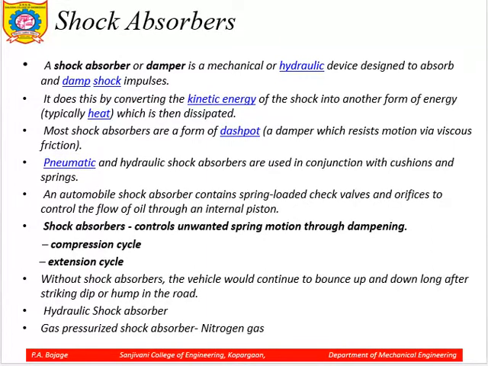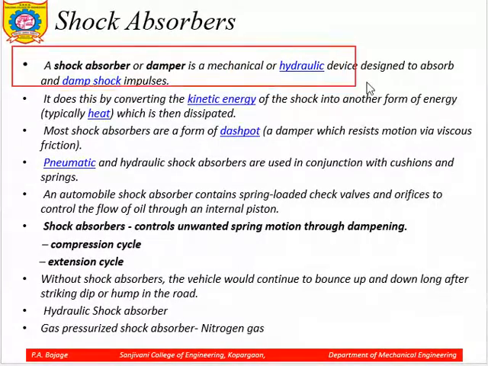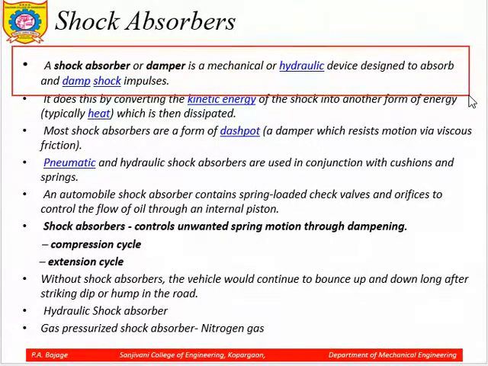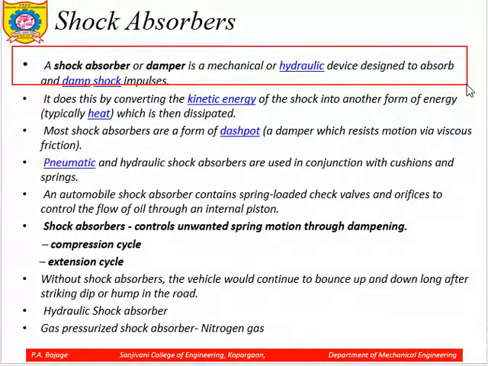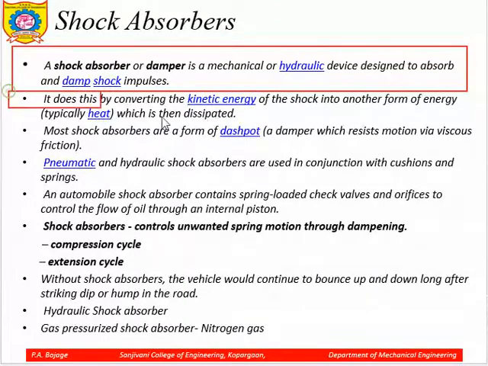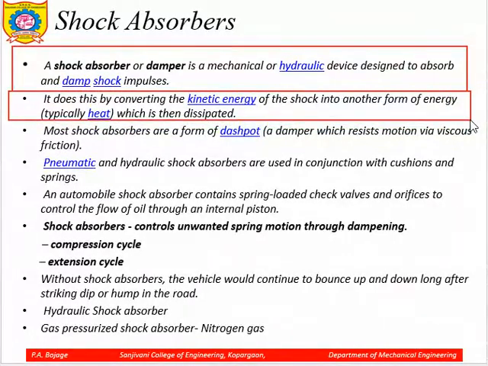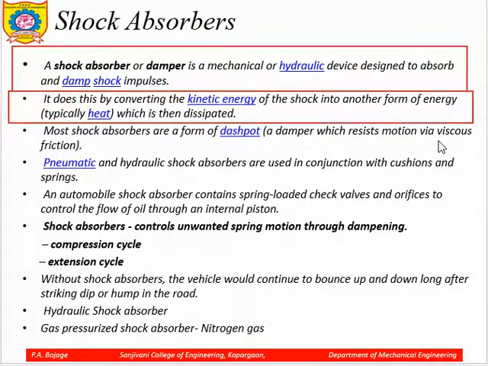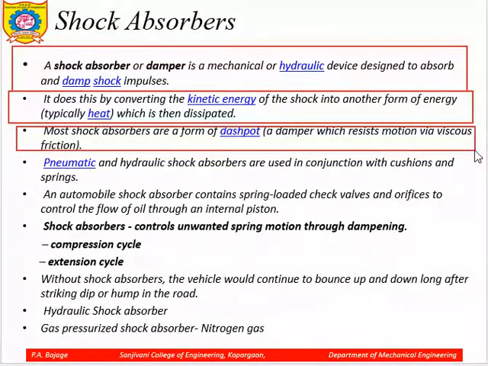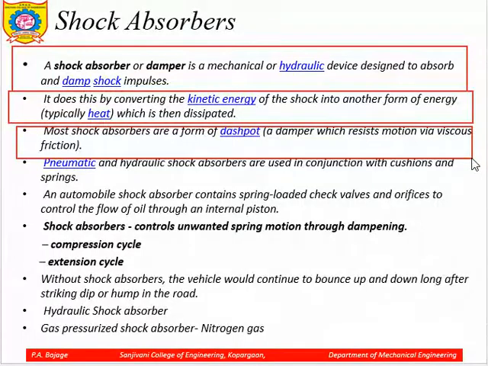So, what are shock absorbers? Shock absorbers or dampers are mechanical or hydraulic devices designed to absorb bump or shock impulses. It does this by converting the kinetic energy of the shock into heat which is dissipated. So the kinetic energy of the shocks is getting converted to heat and it is dissipated. Most shock absorbers form a dashpot, or what we also call a damper, to resist the motion via viscous friction.